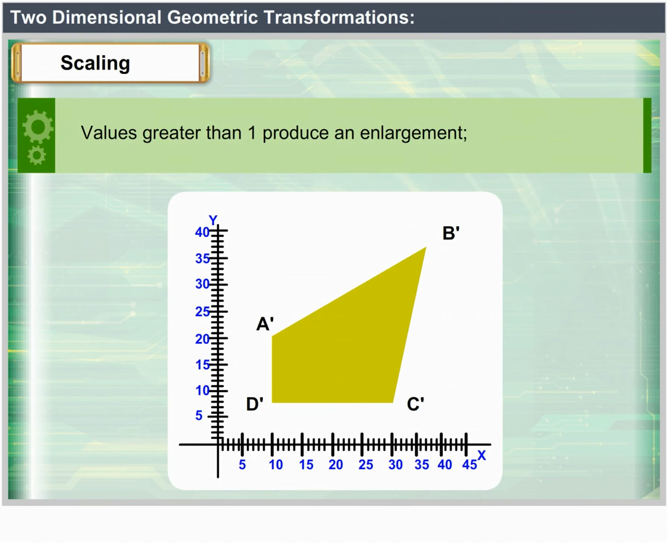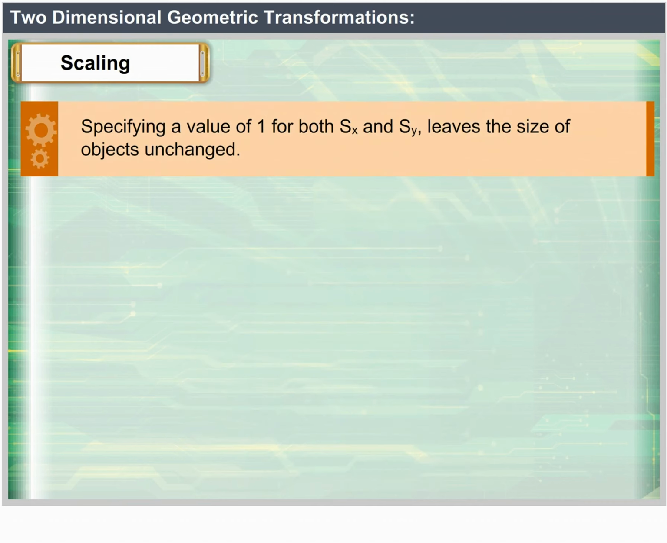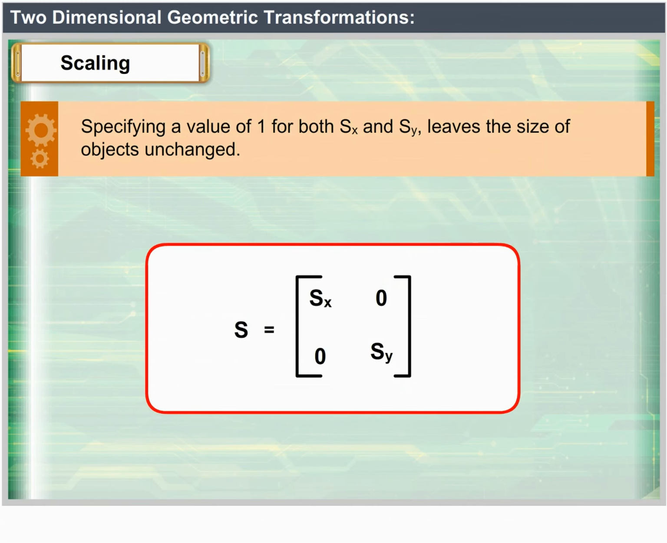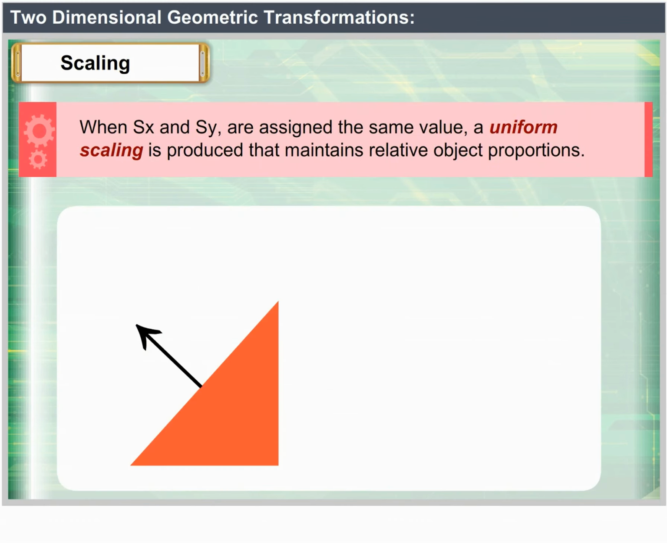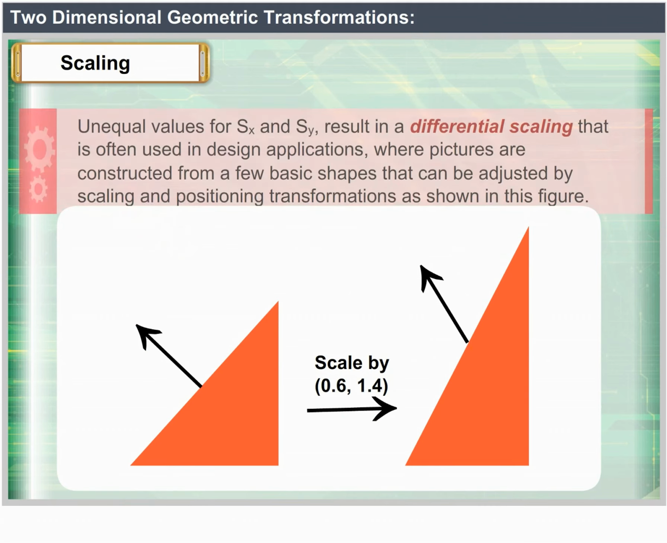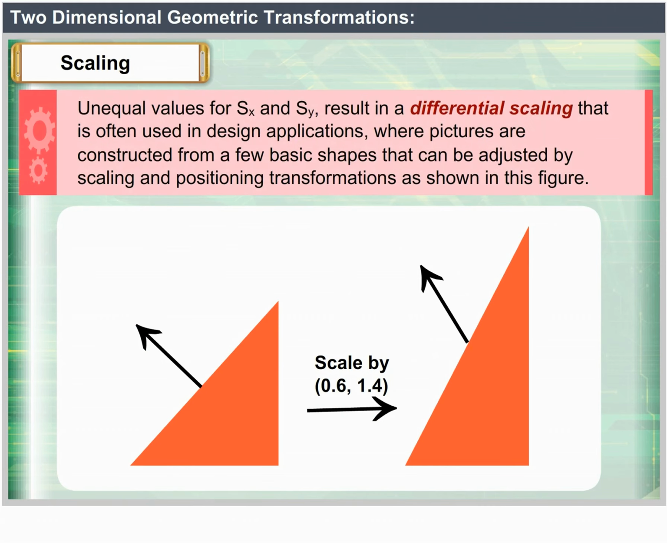When sx and sy are assigned the same value, a uniform scaling is produced that maintains relative object proportions. Unequal values for sx and sy result in a differential scaling that is often used in design applications where pictures are constructed from a few basic shapes that can be adjusted by scaling and positioning transformations as shown in this figure. This figure shows turning a square into a rectangle with scaling factors sx equals 2 and sy equals 1.